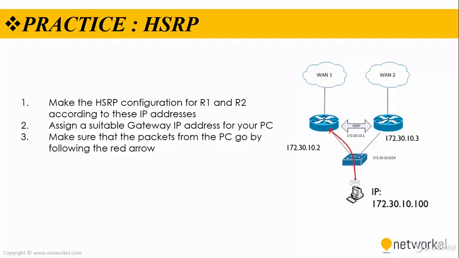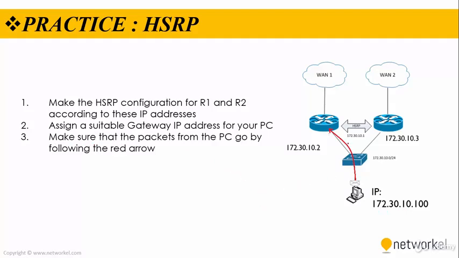In this section, we're going to talk about the HSRP practicing on the Packet Tracer. We have 3 steps to accomplish. In the first step, we need to make the HSRP configuration for router 1 and 2 according to these IP addresses. Second, we need to assign a suitable gateway IP address to our PC. And third, we need to make sure that the packets from the PC go by the following red arrow in this direction, I think.